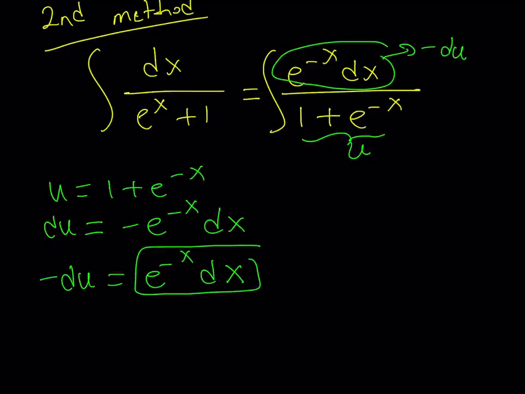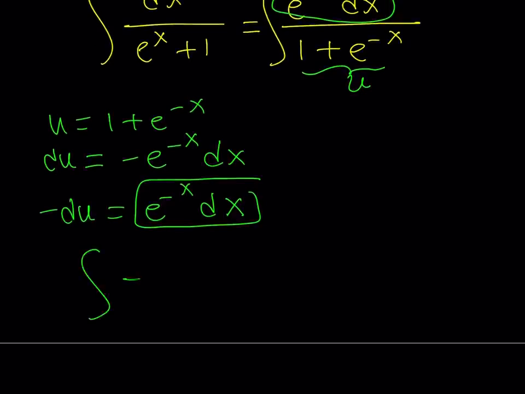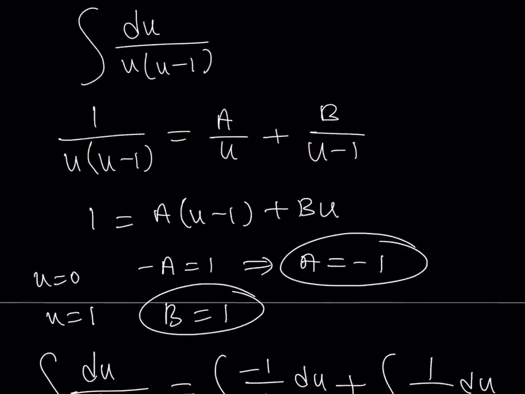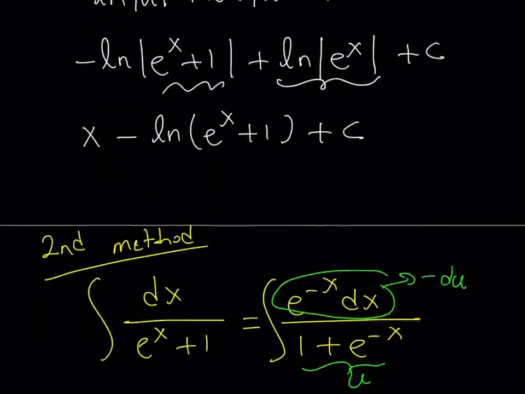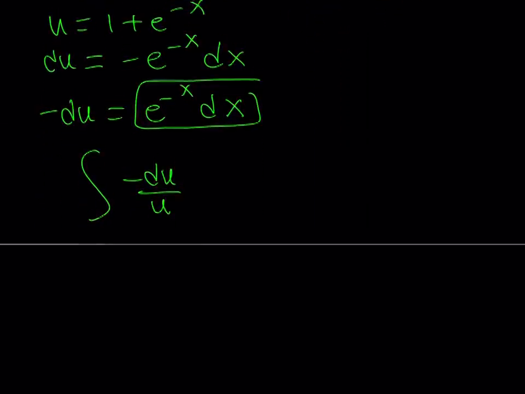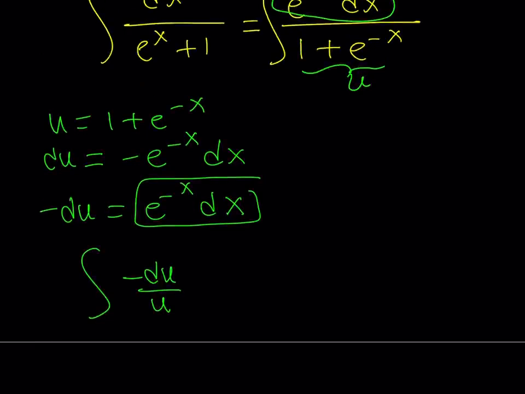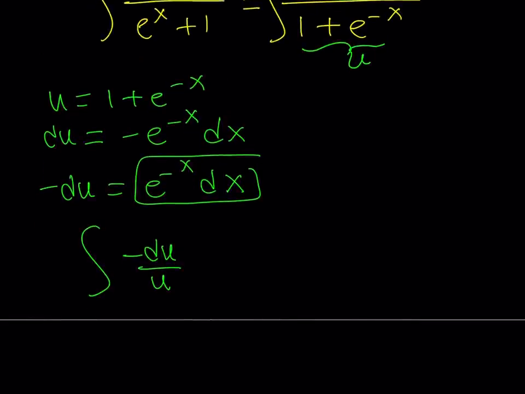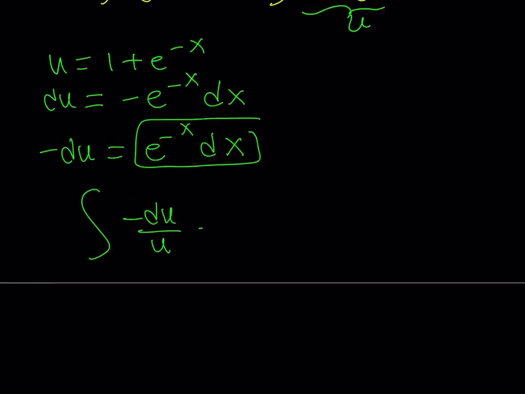Great. So this gives us the following integral, negative du over u. Obviously, it's much simpler than the first integral that we had to deal with because we had to use partial fractions for that one. And let's see how they're going to be equivalent at the end. So the integral of du over u is going to be ln, absolute value of u, but there's a negative sign, so let's go ahead and consider that, and we get the following result.